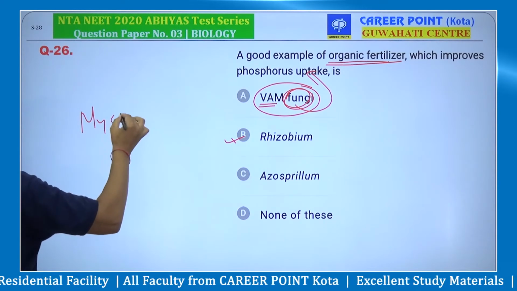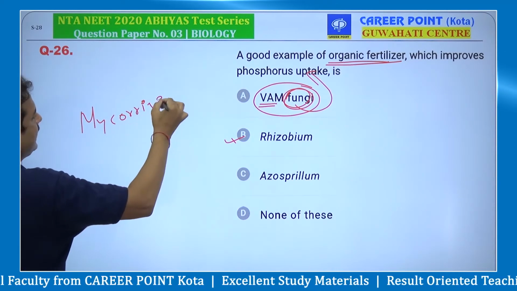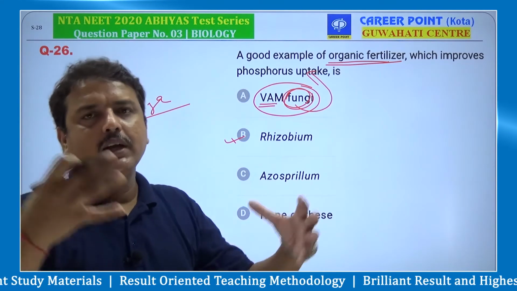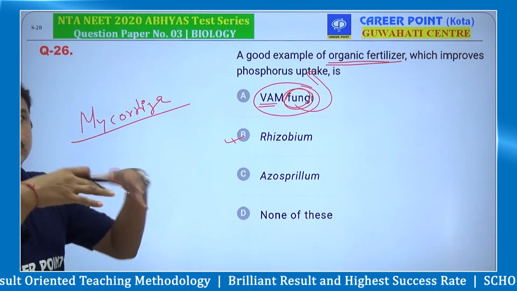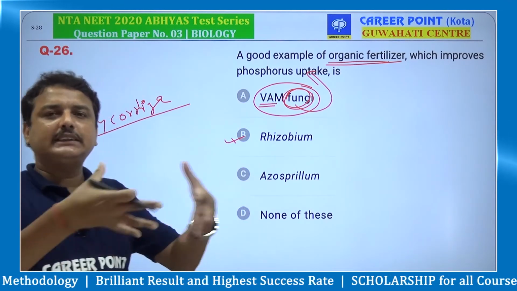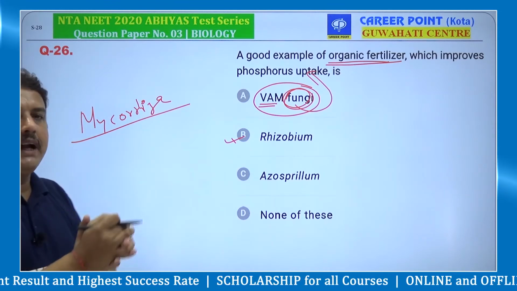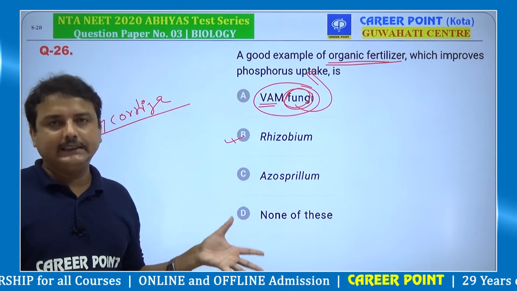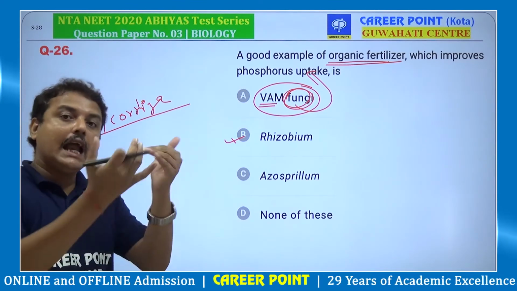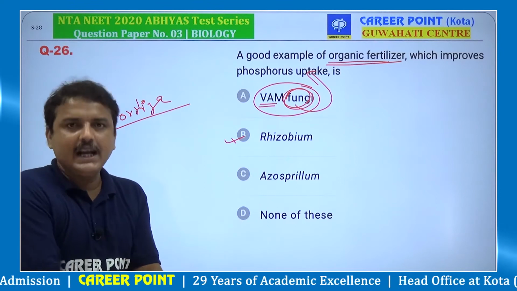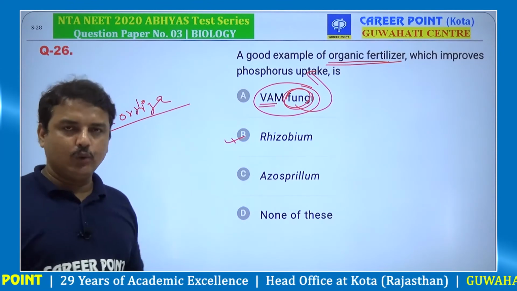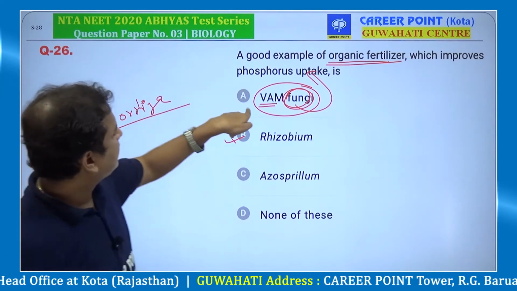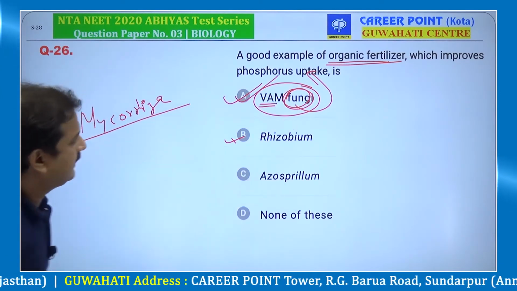So mycorrhiza, as you know, is a symbiotic association of fungi and roots of higher plants. So the roots of higher plants and the fungi form a symbiotic relationship, and that is called mycorrhiza. VAM stands for vesicular arbuscular mycorrhiza. Actually there are two types of mycorrhiza, endomycorrhiza and ectomycorrhiza. So this is an example of endomycorrhiza, vesicular arbuscular mycorrhiza. So here the answer of this question 26 is A. Answer is A. Please remember that.